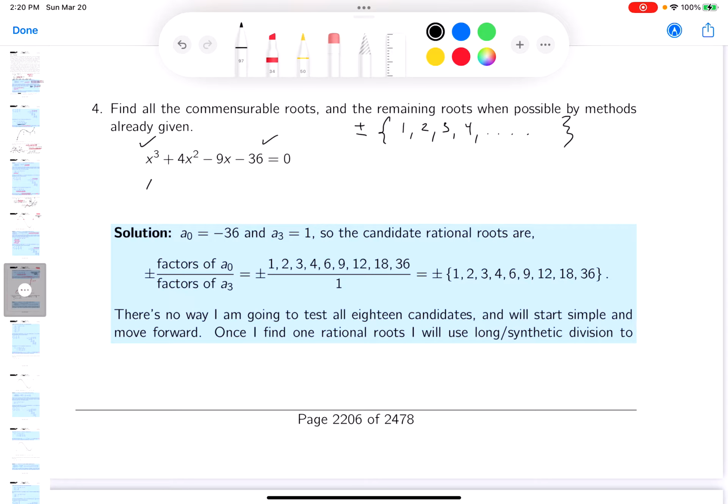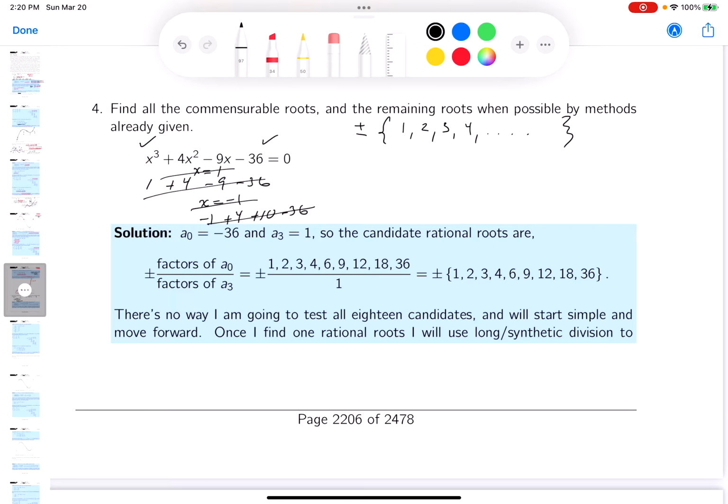So you get 1. Doesn't look likely though, does it? Plus 4, minus 9, minus 36. There's no way that's equal to 0. So x equals 1 gets crossed off. Yeah, you might be so naive as to try minus 1. What would you have there? Minus 1, plus 4, plus 10, minus 36. And that's not working either.